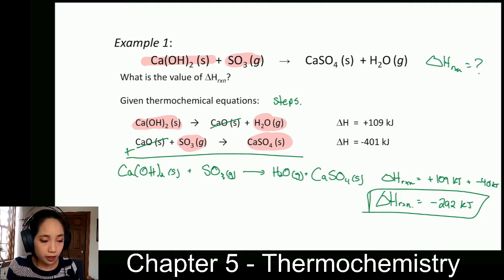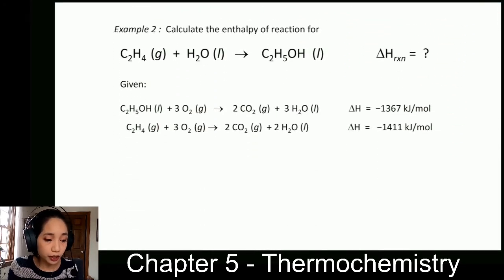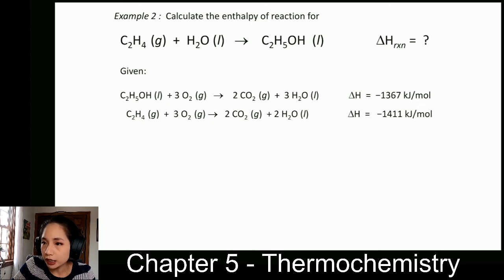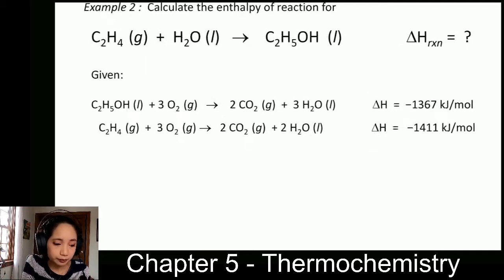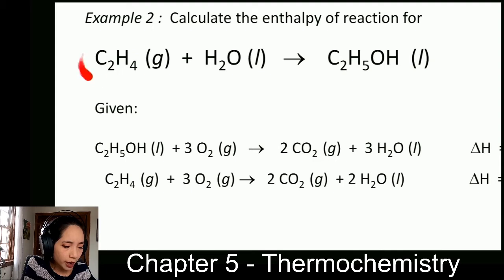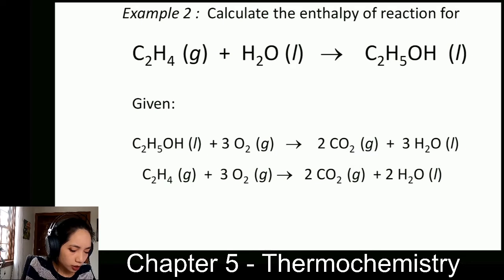All right, that example was pretty straightforward, so let's look at this other example. Let's calculate the enthalpy for this reaction: ethylene gas plus water gives us ethanol. Calculate the delta H of this reaction given these two thermochemical equations. These are the steps we have to work with. Again, same strategy: I'm going to make sure that our products and reactants are on the right sides for the different steps. I'm going to look to see where ethylene, C2H4, shows up. It's a reactant. I'm just going to label these steps.